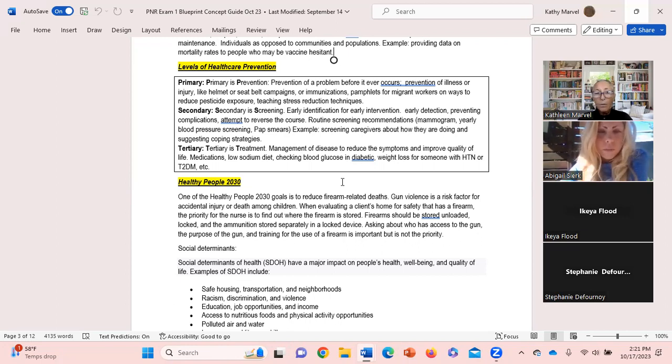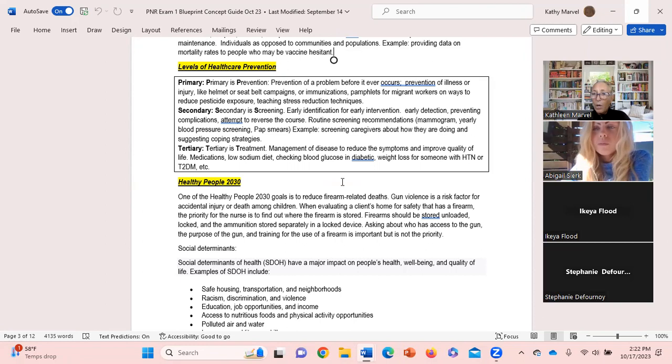Tertiary. Okay, let's say you're a migrant farm worker and you've had an exposure to pesticides. We're treating that exposure to pesticides. They've had it, right? Or maybe a homeless person, tertiary, they're already homeless. So what are we doing to help them? Maybe providing them resources, providing them a voucher for a doctor's visit, providing them whatever they need.